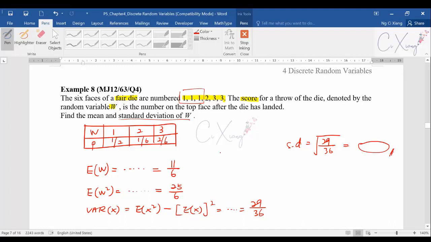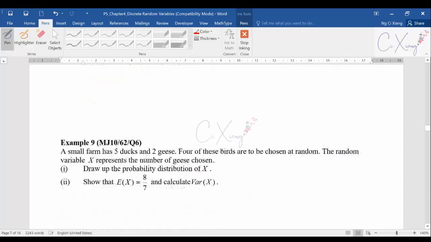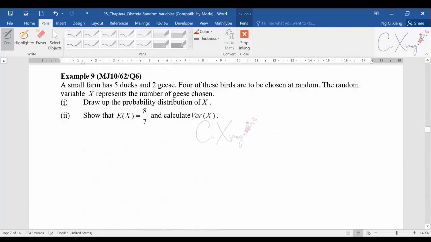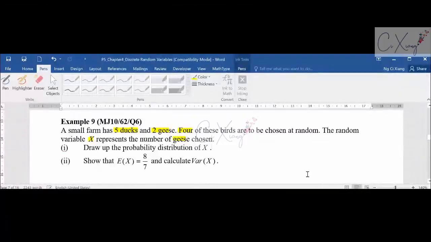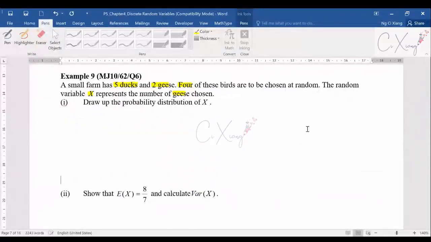Okay, so if no problem, then we continue to example 9. I'm also going to just guide you how to do it, and then you complete the rest of the question. So you're having 5 ducks and 2 geese, and then they are choosing 4 of these birds. Then X is the number of geese chosen. First, they want you to draw a probability distribution of X.